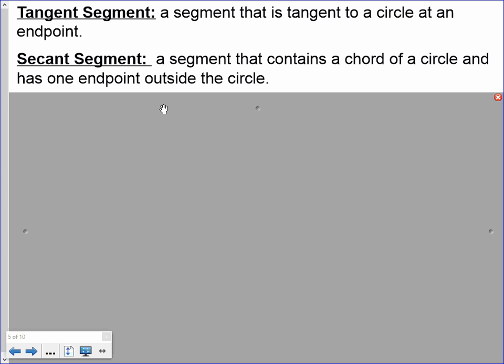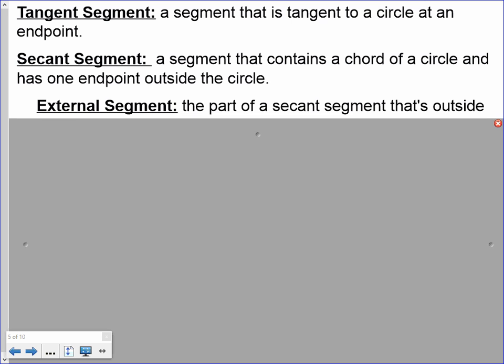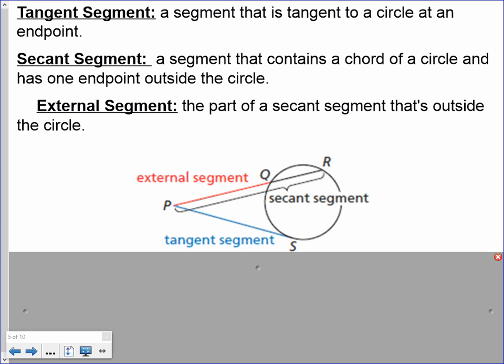Now, the one vocab term we didn't cover, the external segment, you're just going to hear me refer to it as the outside piece. You're going to see secant segments today that look like this. The external segment is just the piece that's on the outside. External means outside. So the piece of the secant that's on the outside of the circle would be your external segment. But we don't need to write that down. If you're writing this down, I told you you didn't have to, so don't worry about it. But that's what we're looking at today.